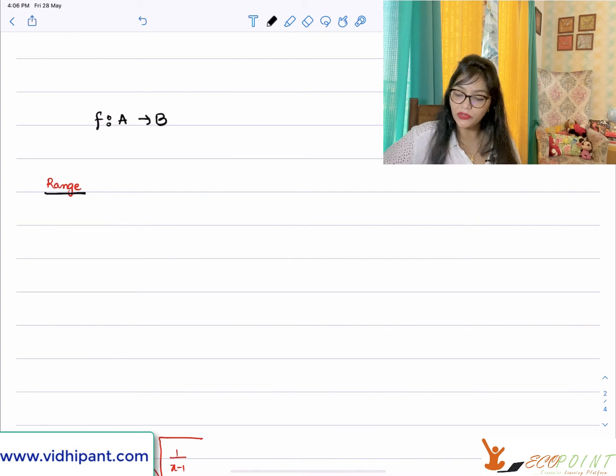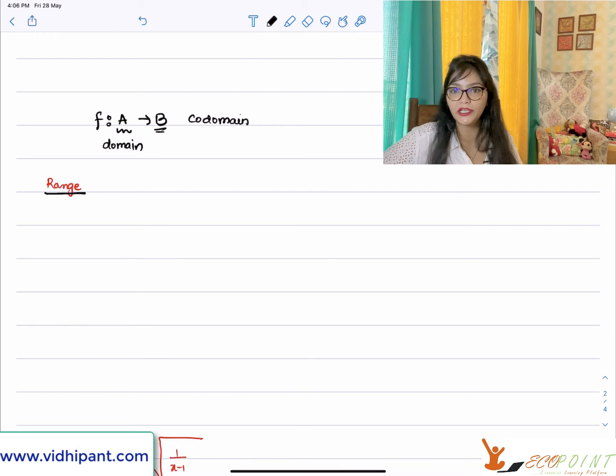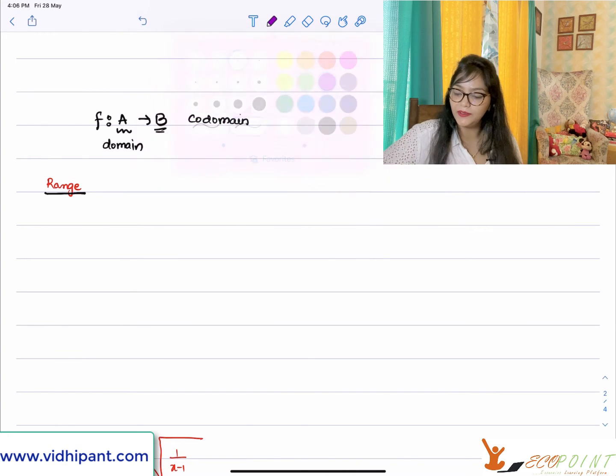Now I'm going to talk about range, and let's understand what range is. Please understand, when it's written that the function is from A to B, this A is the domain from where you are taking your input, but here also you have certain restrictions. So you will have to find out the natural domain for any given function. And B is the supporting set, the codomain.